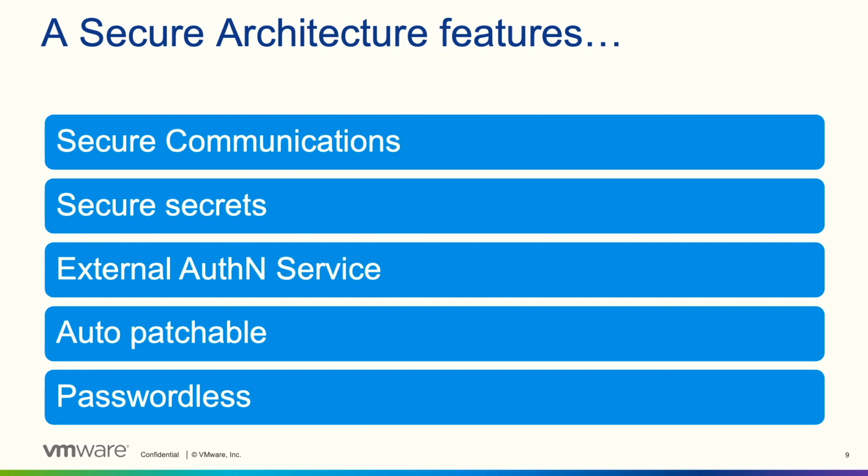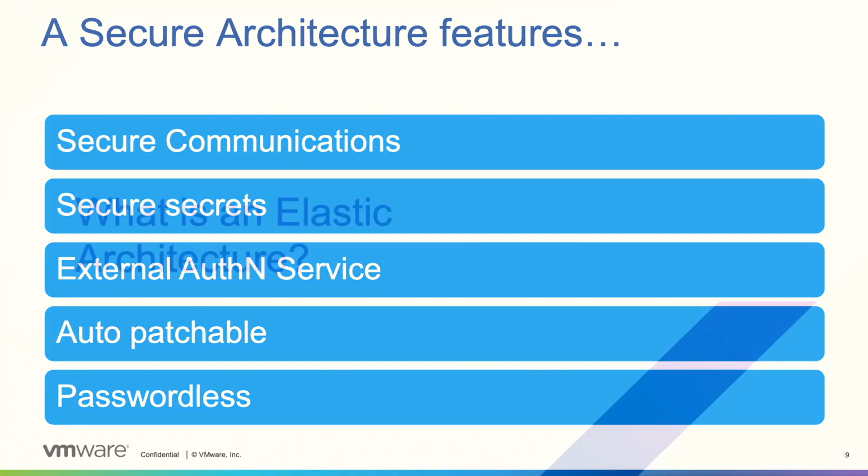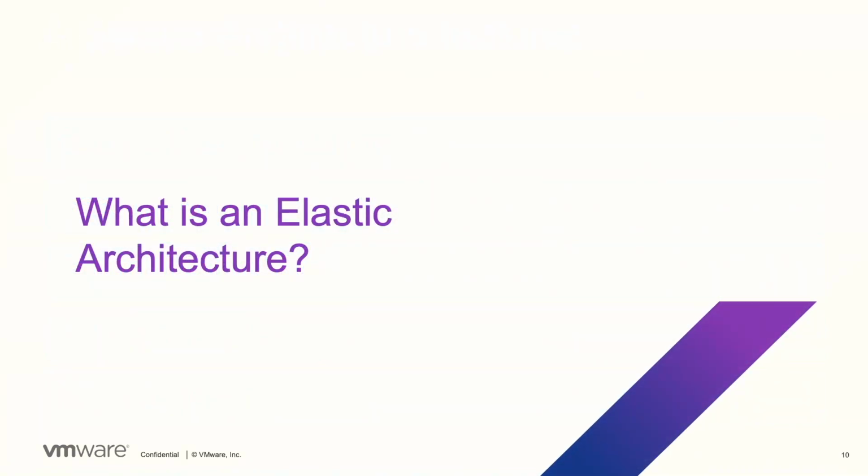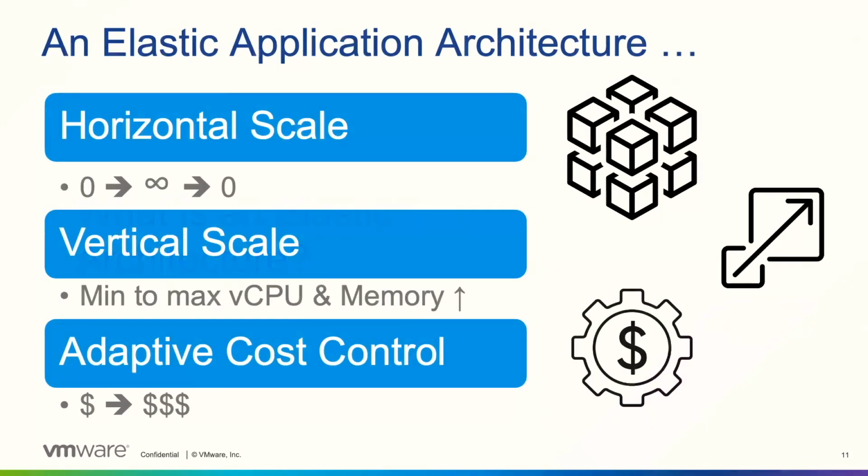And then it has to be auto-patchable, so it's always continuously patched. You don't have to think about, can I safely patch this now? There's a new CVE, it's done, it's patched. And I absolutely don't like passwords, so we really want to promote getting rid of passwords everywhere, wherever we can. And lastly, what do we mean by elastic? Okay, that's not going to surprise you too much.